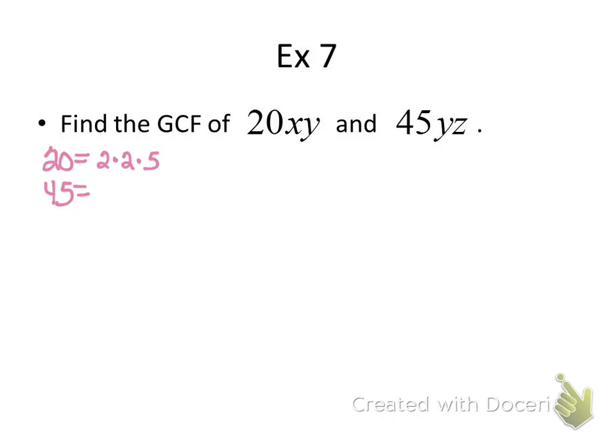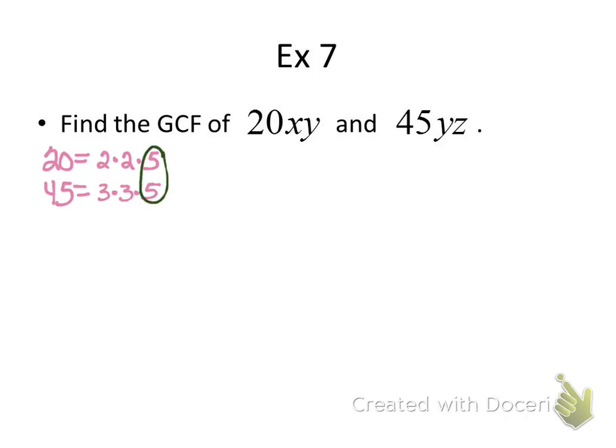So now look at 45 on your list. What are your prime factors of 45? 3, 3, 5. So 3 times 3 times 5. So step 2 says write out my prime factors and circle the ones that they have in common. So what do both 20 and 45 have in common? 5.